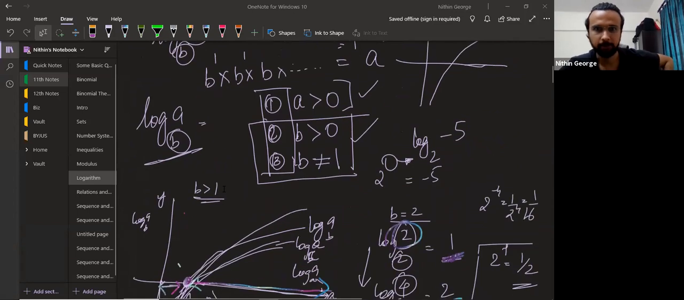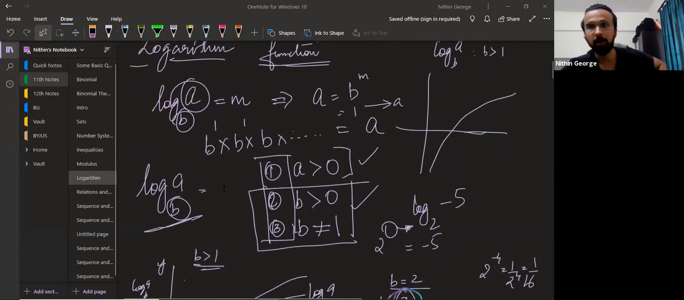So, what are the conditions for log a to the base b to exist? a should be positive, b should be positive, and b, the base, cannot be equal to 1. All right, I explained that weird case, right? When b is equal to 1.